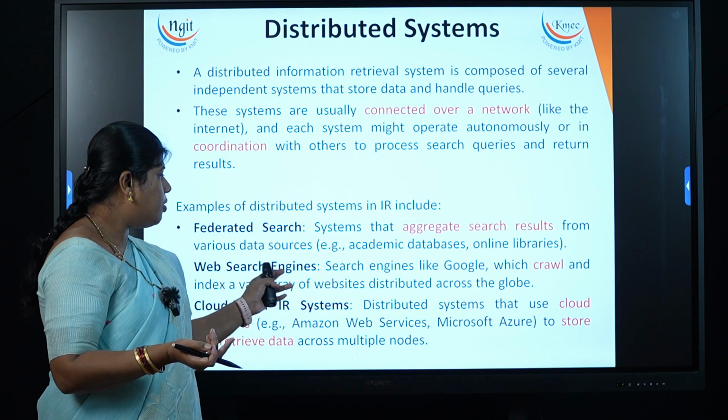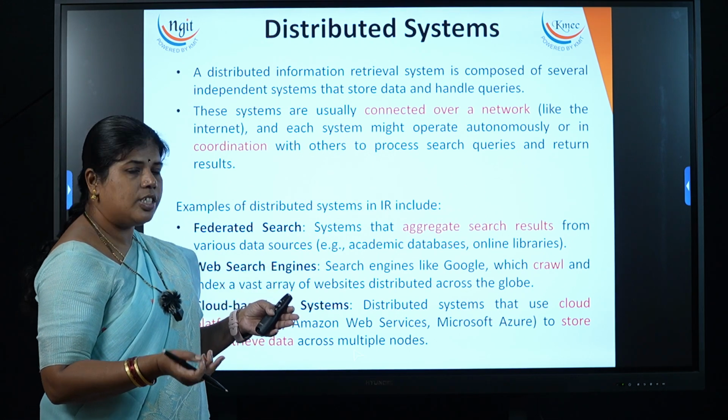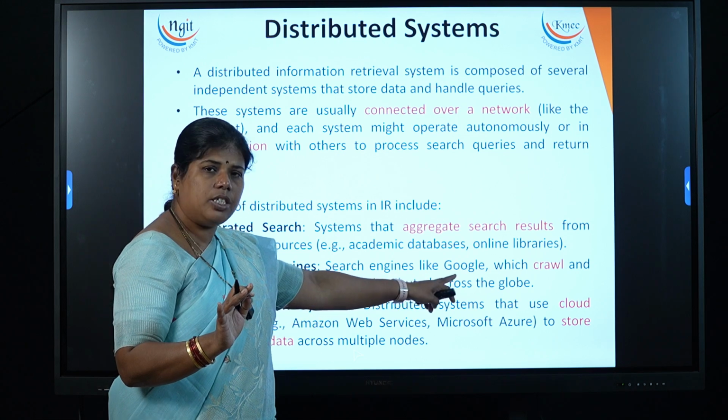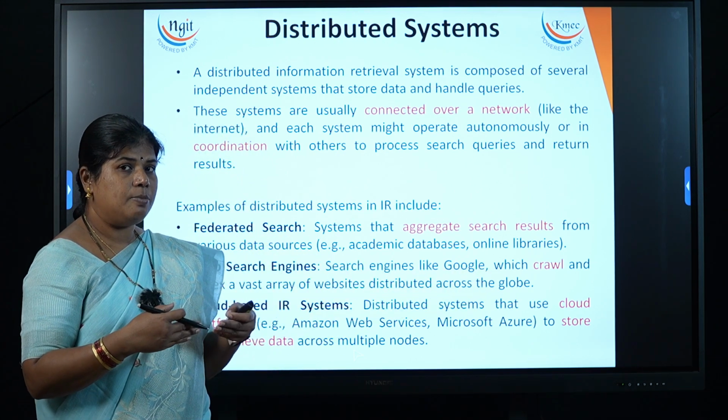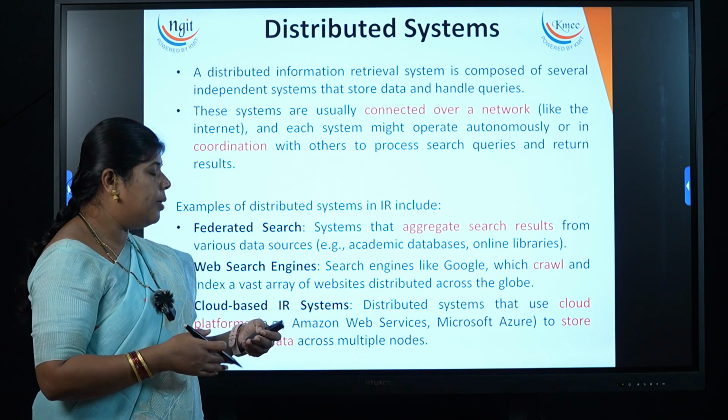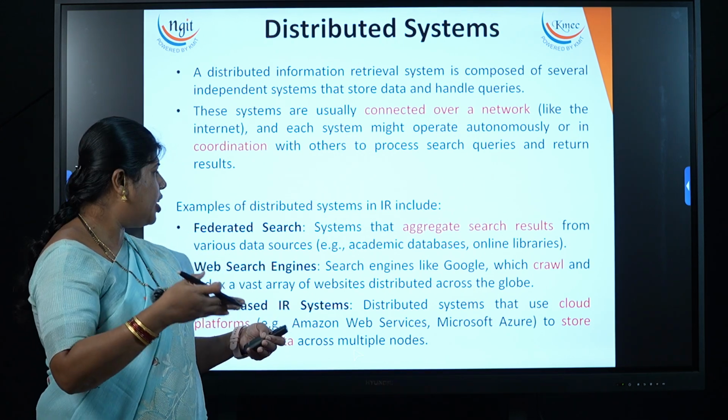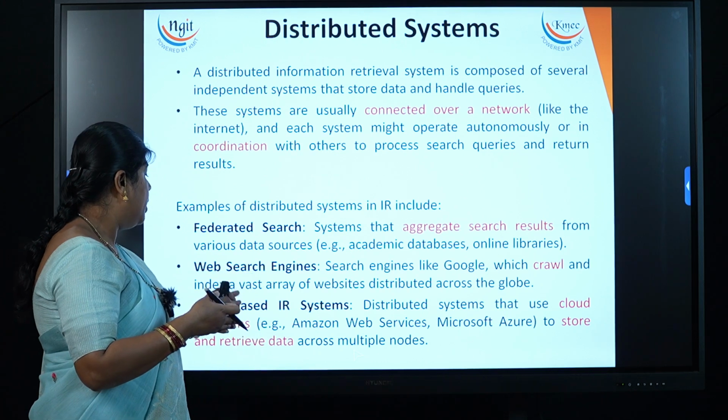The next one is web search engine. In a web search engine, the best example is Google. We all know what the system is doing: it is crawling, meaning it is visiting each and every system.